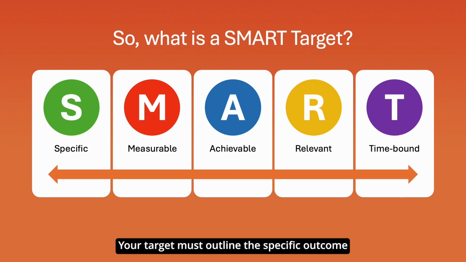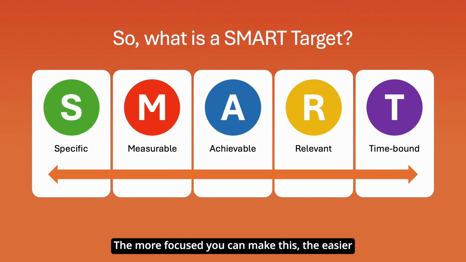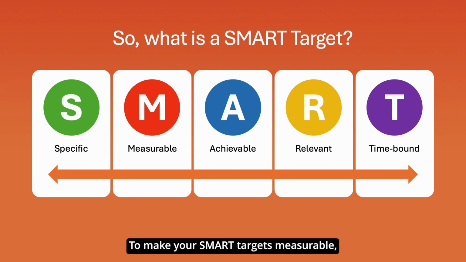Specific. Your target must outline the specific outcome you want to achieve. The more focused you can make this, the easier it will be to work out the steps you need to take to get there. Measurable. To make your SMART targets measurable, you should include information on how you will gauge your success in achieving them. What will you build into the process to work out whether or not you have been successful?